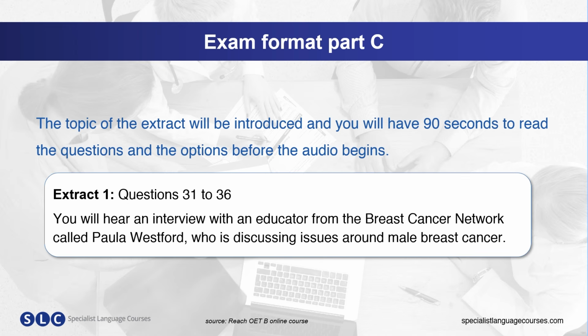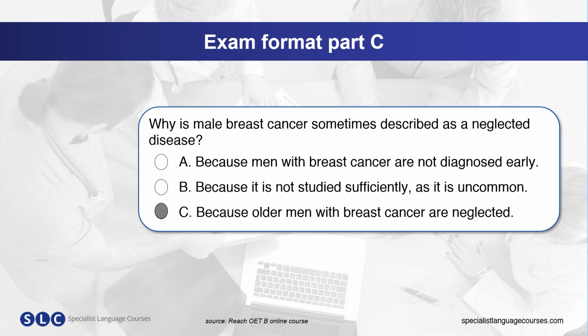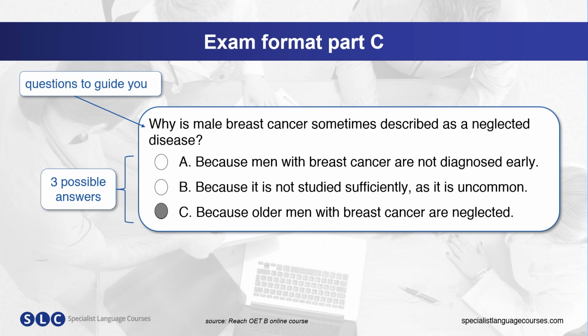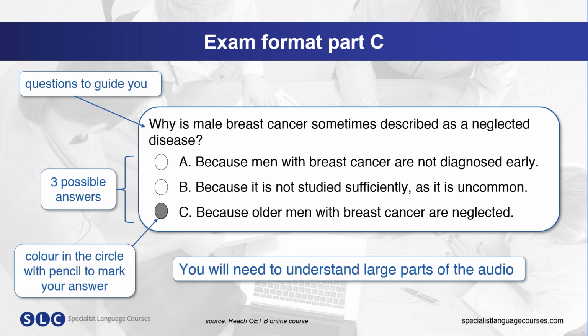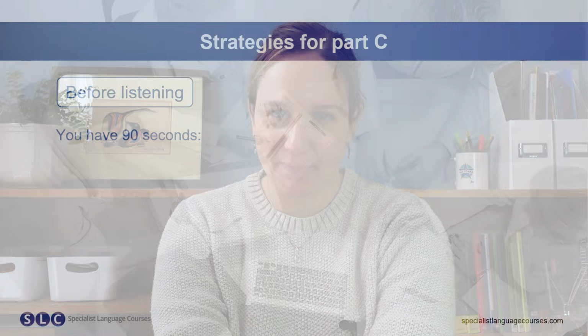Here's an example. There are questions to guide you and 3 possible answers. For each question, you mark your answer by colouring in the circle. And for Listening C, you will need to understand large parts of the audio. So what do you need to do in order to pass Listening C? Let's take a look at the strategies you need to use.